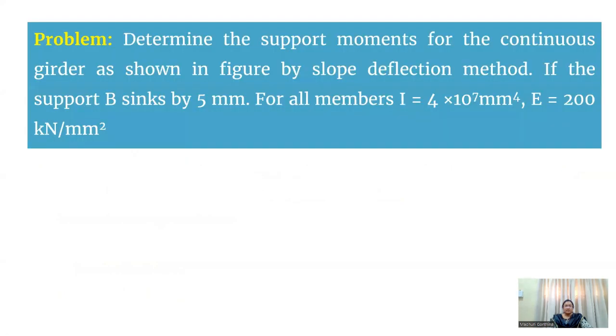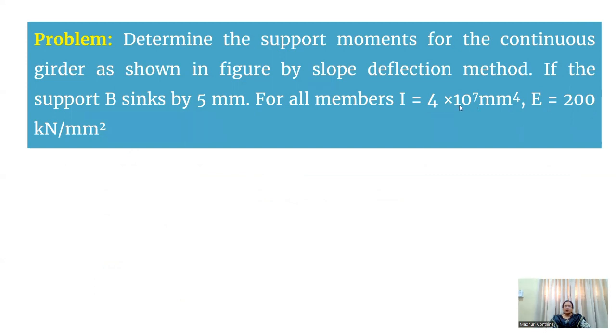Coming to the problem statement. Here you are going to determine the support moments for the continuous girder. Girder means beam, as shown in the figure, by using the slope deflection method. If the support B sinks by 5 mm, and for all the members EI is constant, whereas the values of I and E have been given here.